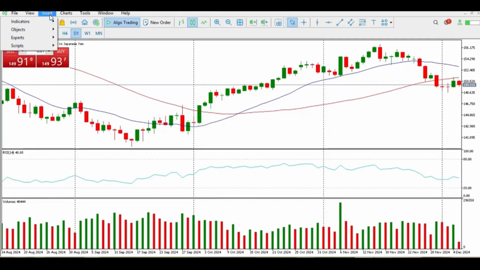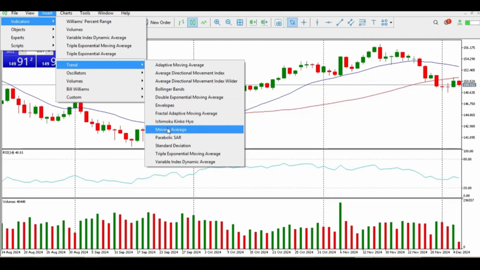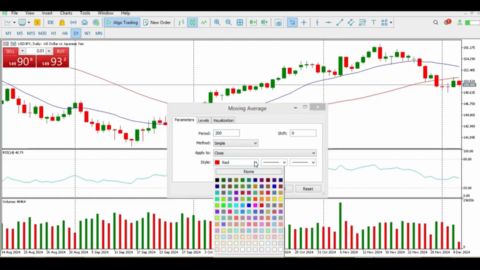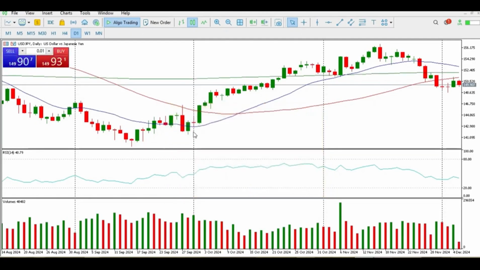Lastly, the same process, indicator, trend, moving average, the 200 moving average. I'm going to use a distinct color. I use color green and click OK. So the three moving averages have just appeared on the interface, where color blue represents 20, color red represents 50, and color green represents 200.